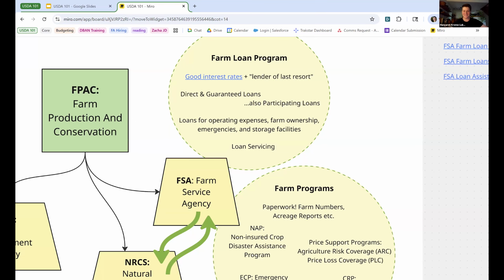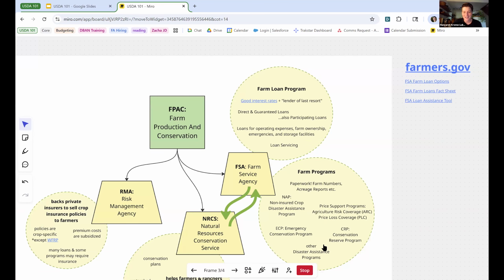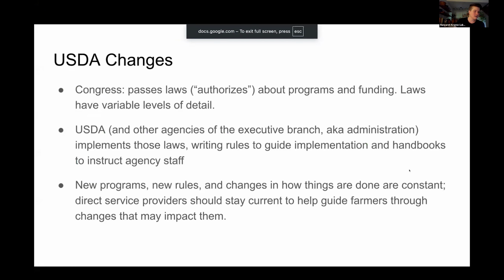That is, I believe, the last of my charts. I will say that these also will be shared, and I guess I'll pause to see if there have been any questions in the chat so far. The next section is talking a little bit about the changes at USDA overall and recently as well. And I'm not seeing questions in the chat. Thank you, Mary.